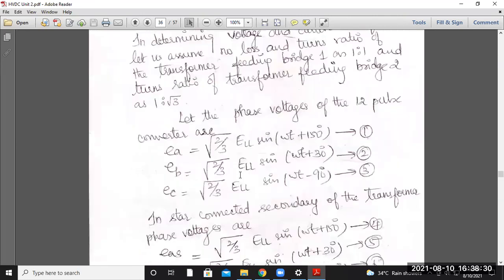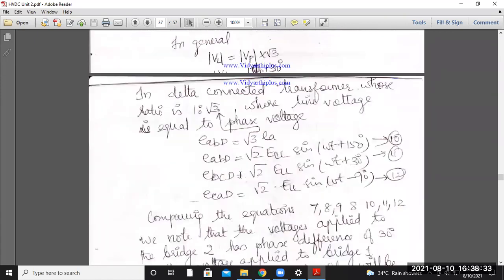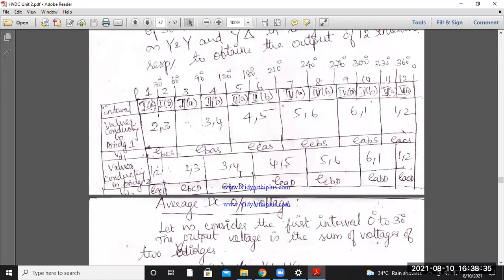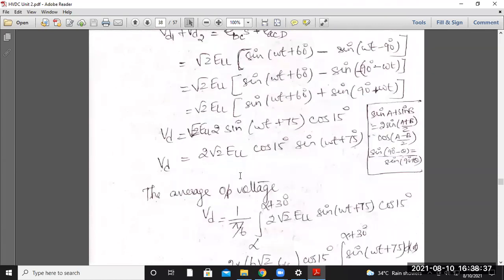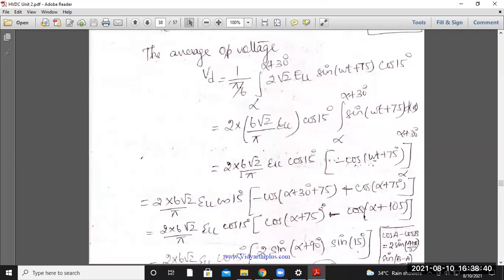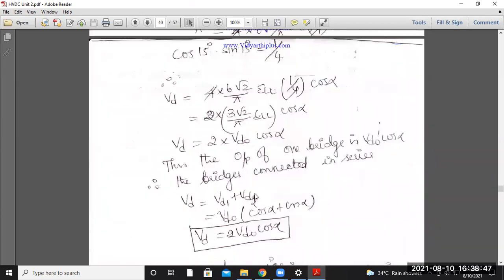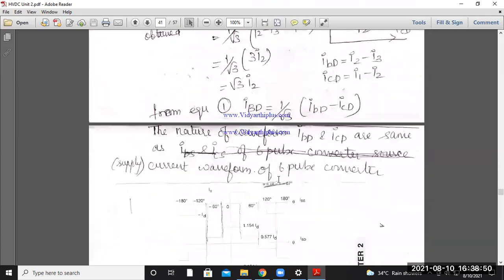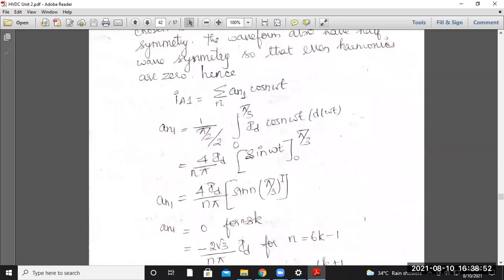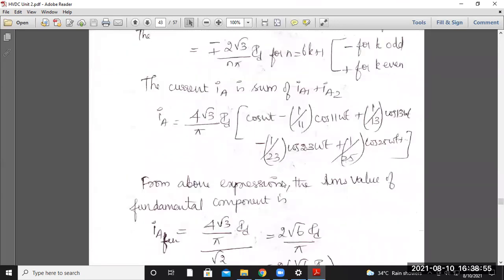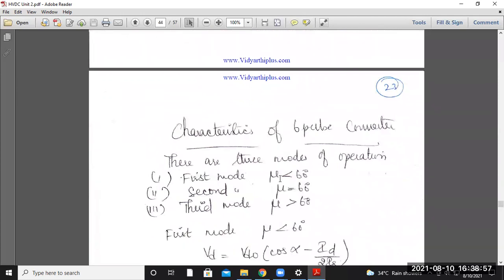Then we have seen the analysis of the six pulse bridge converter, related to the star to star and star to delta transformer connected with the inverter station, and how the line voltage and phase voltage are related, given in these steps. We have already seen these topics in the previous classes, so I'm not going to discuss the whole thing. We will directly go to the characteristics of the six pulse converter. This is the topic we are going to discuss today, the last topic of the HVDC transmission system.